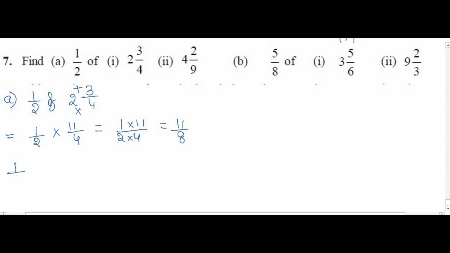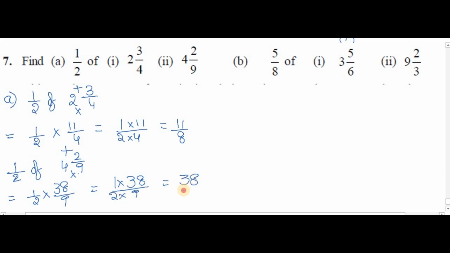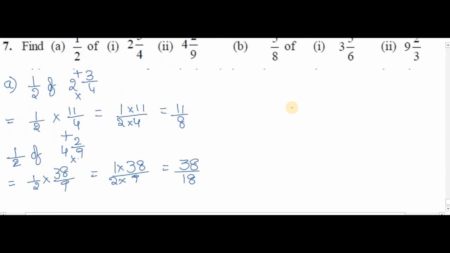Now half of 1 by 2 is also called half, right? So 1 by 2 of 4 2 by 9. Now again 1 by 2 into mixed fraction is converted into improper by using the symbols into plus. 4 9s are 36 plus 2, 38 by 9. Now multiply the numerators 1 into 38, and now multiply the denominators 2 into 9. 38 1s are 38, 2 9s are 18. So half of 4 2 by 9 is 38 by 18.